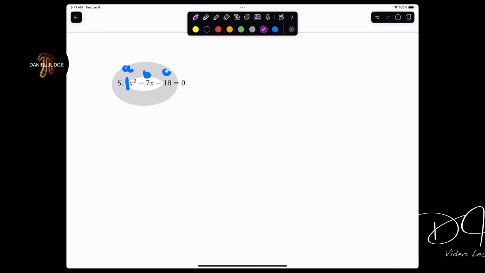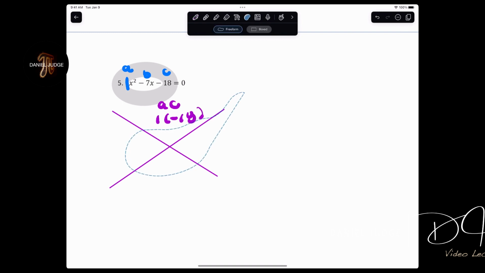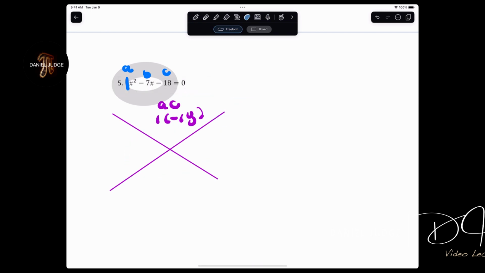Two numbers multiplied together is AC. That's 1 times negative 18, and that answer is going to be negative 18. So we have A times C again. You have your A value, your C value here and here. Multiply them, and it gets to be negative 18. That product. The B value right in the middle here is negative 7. So negative 7 is your B value.